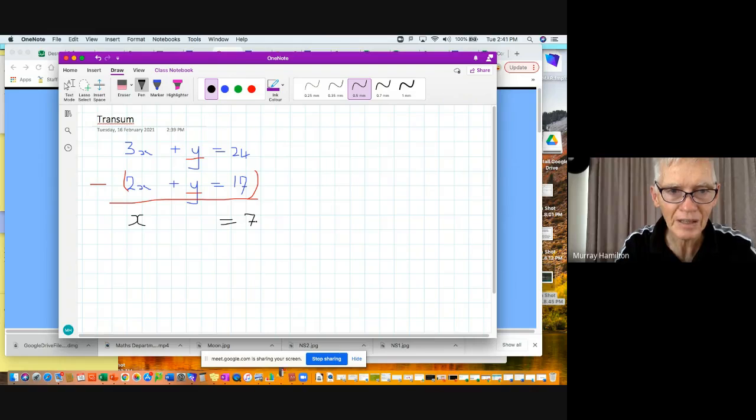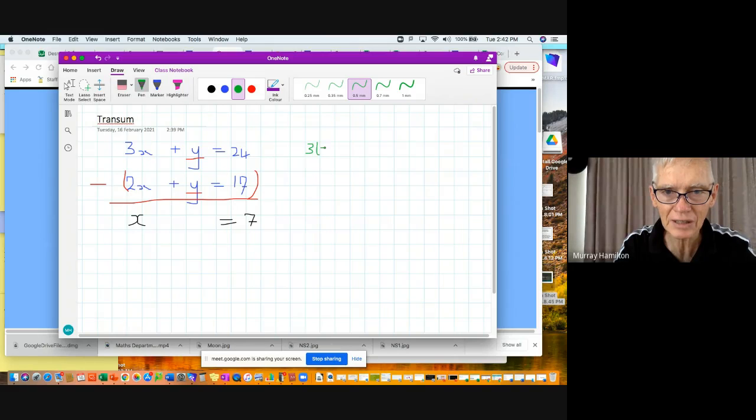And then I take one of these equations. Let's take the top one. And I say, well, 3 times 7, because I've worked out that x equals 7, plus y equals 24.